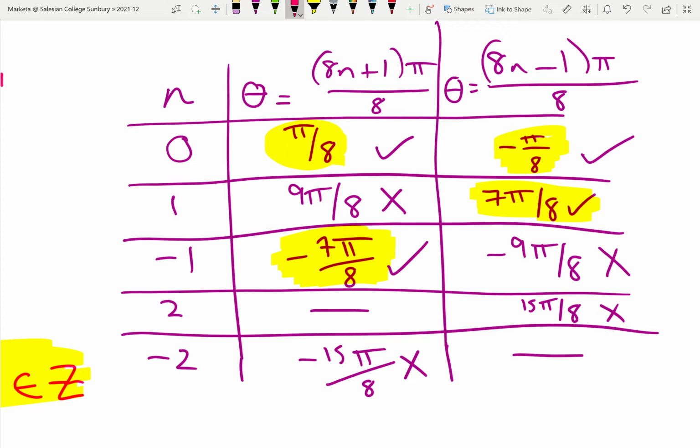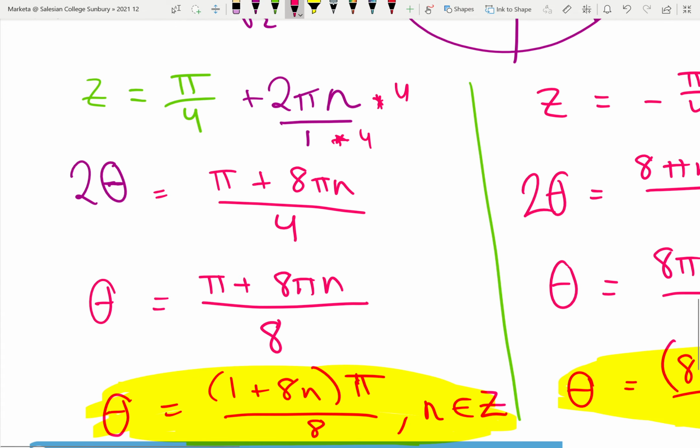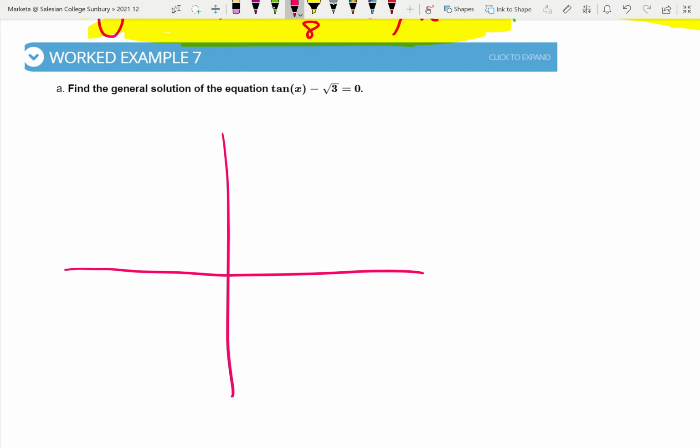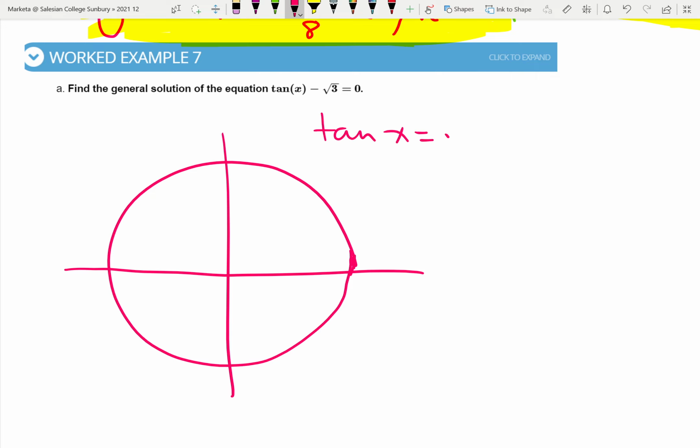All right, final one, and this is a tan example. So let's scroll down. So find the general solution of the equation tan x minus root 3 equals 0. So this time we've got a unit circle like this. And tan is a bit interesting, and we can see, well, this is going to be tan x equals root 3.